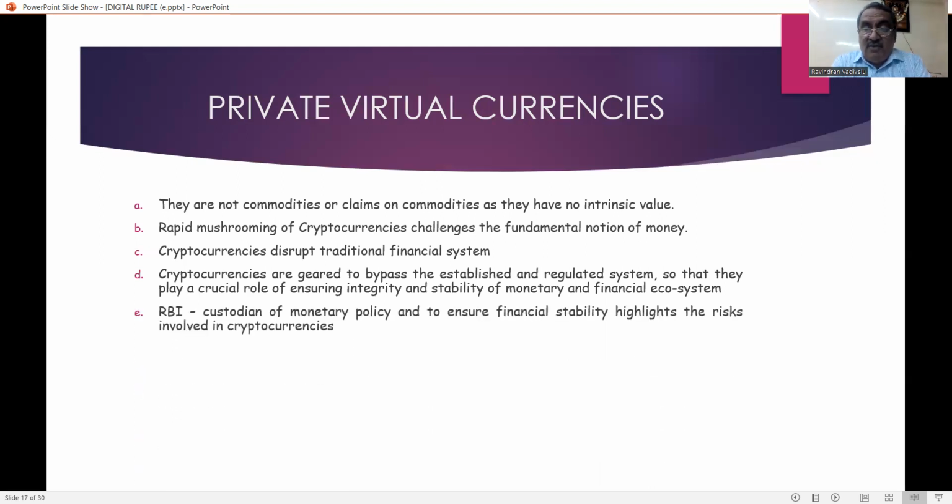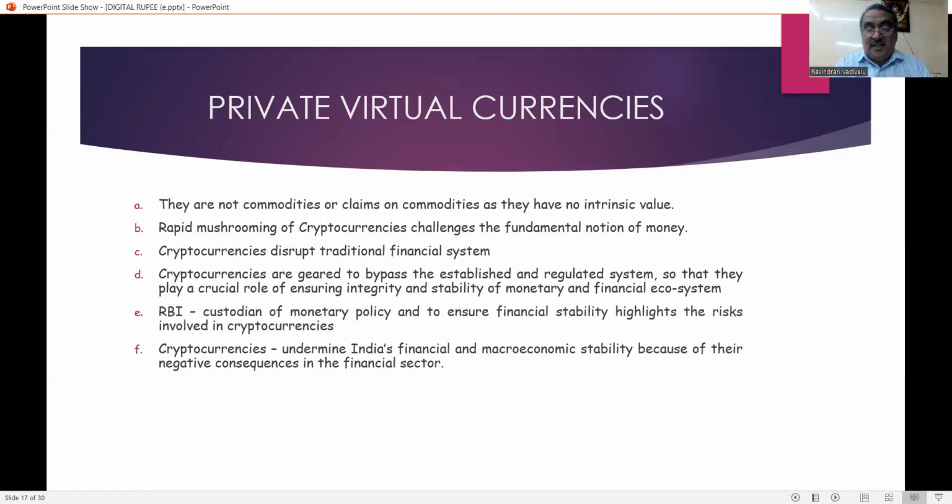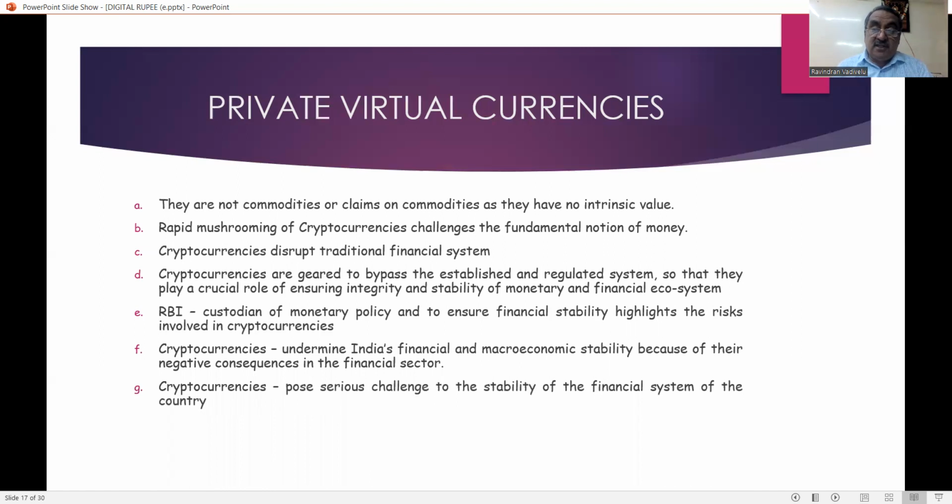And the RBI now wants to control it. The RBI is the custodian of monetary policy and of financial stability, and it highlights the risks involved in cryptocurrency. The RBI has felt that there are a lot of risks in cryptocurrencies. Because of their existence, the country's financial stability is being disturbed to some extent. So to control that, the RBI has taken everything into account and introduced the digital rupee concept. Cryptocurrencies undermine India's financial and macroeconomic stability because of their negative consequences in the financial sector. Since they are not recognized in India, stability is not there. Now the price of cryptocurrency has come down drastically, and a lot of people who invested in cryptocurrencies are at a loss.